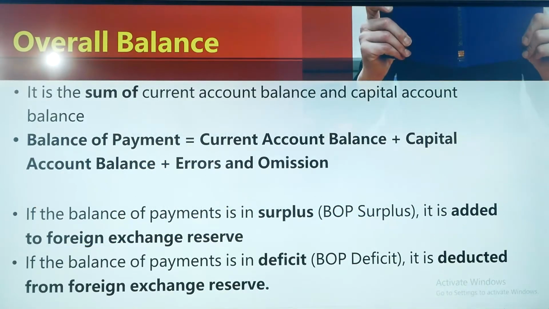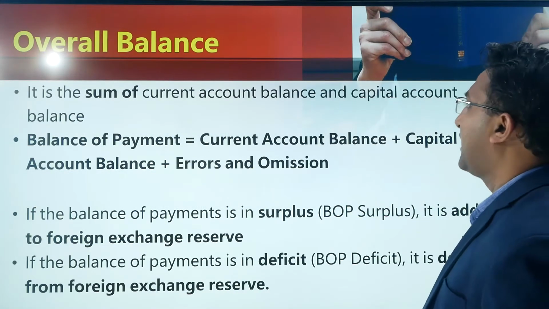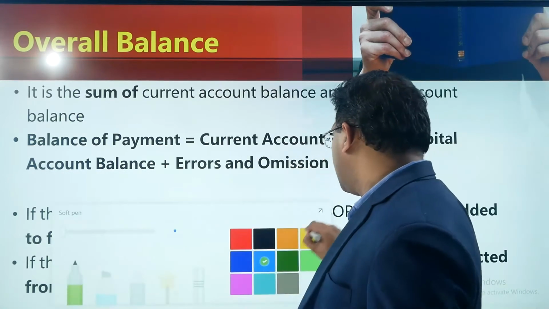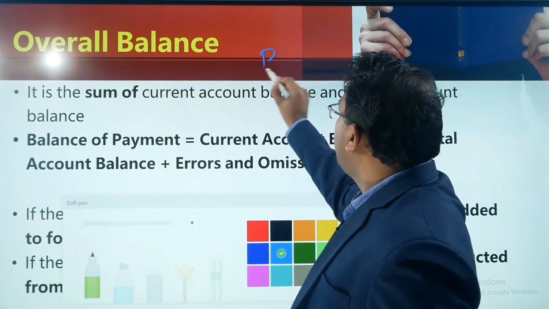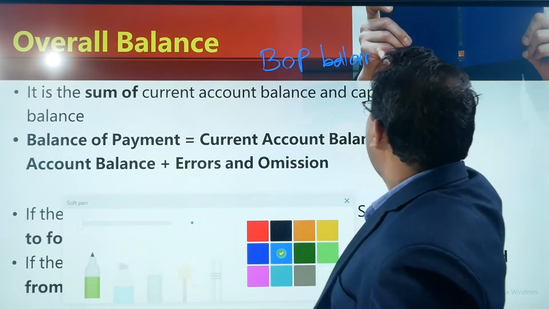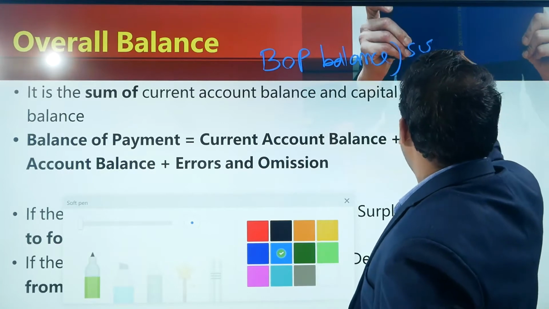Overall balance is the sum of current account balance and the capital account balance, right? So overall balance here means the BOP balance. So whether the BOP balance is surplus or deficit.